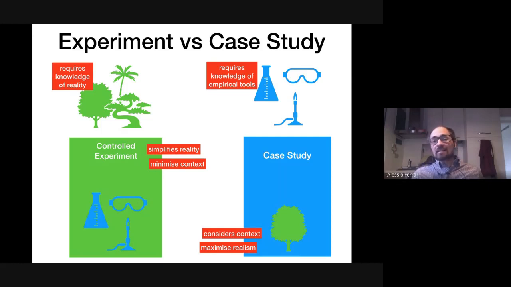On the other hand, a case study, you can see it as the opposite. It requires the knowledge of the empirical tools that you would use in the lab, the same empirical tools, but you don't get away from reality; you bring those empirical tools into reality. So it's not anymore bringing the reality into the lab, but bringing the lab into the reality, and therefore considering context and maximizing realism. So this is the core difference that you should remember.